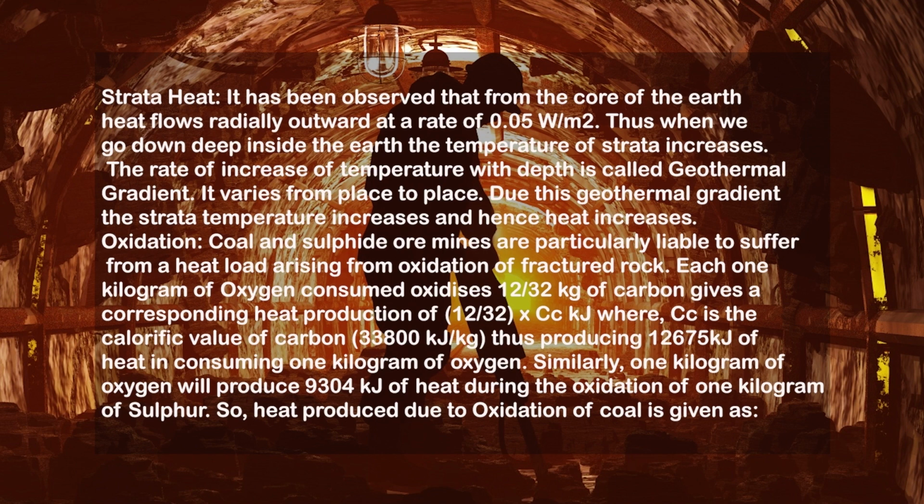This means that due to the geothermal gradient, as we go deeper down the earth towards the core, the temperature of the rock increases at a constant rate at a particular place. For Indian coal fields, it is 1 degree centigrade per 39.4 meters. It means that every 39.4 meters down the earth, the temperature increases by 1 degree centigrade.